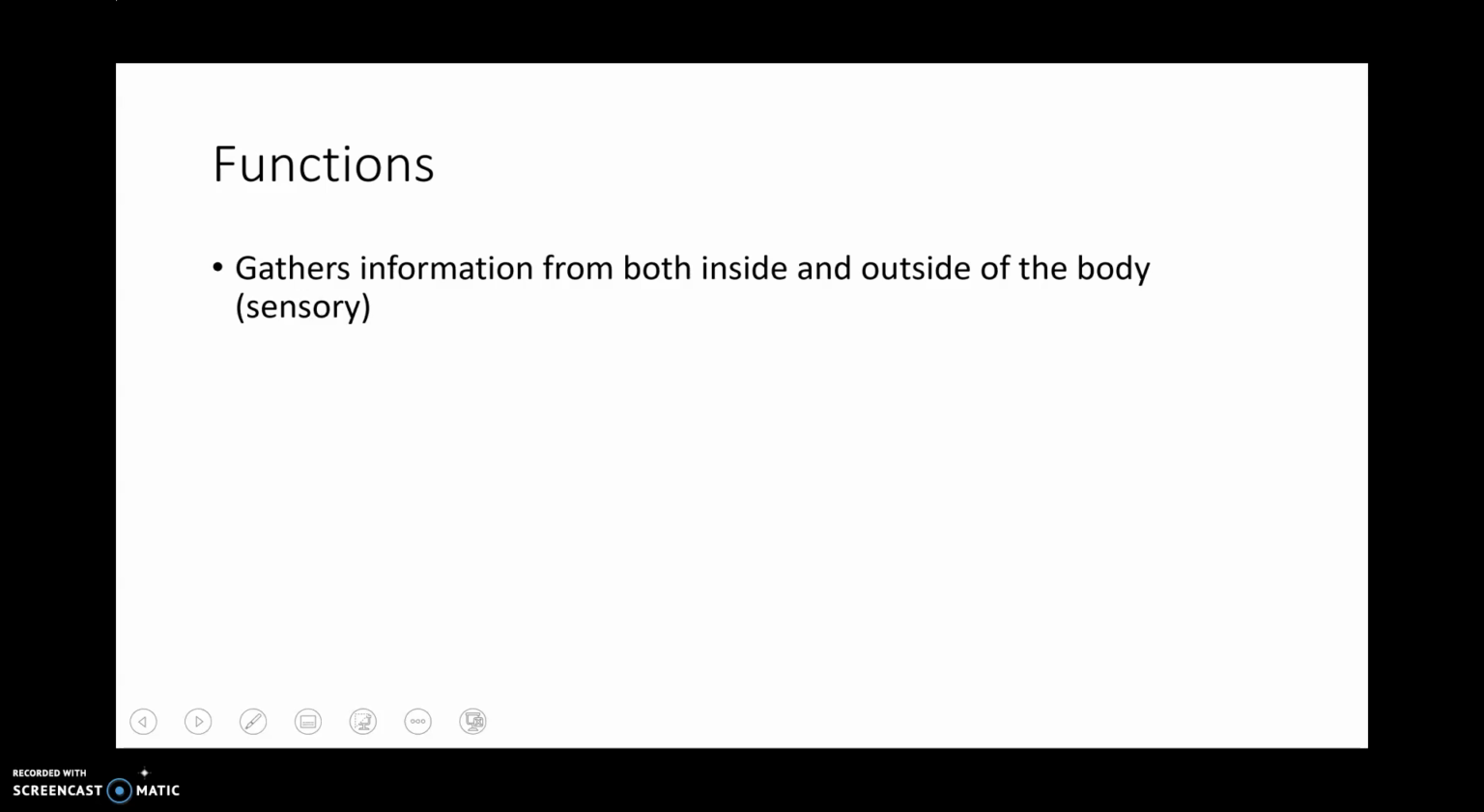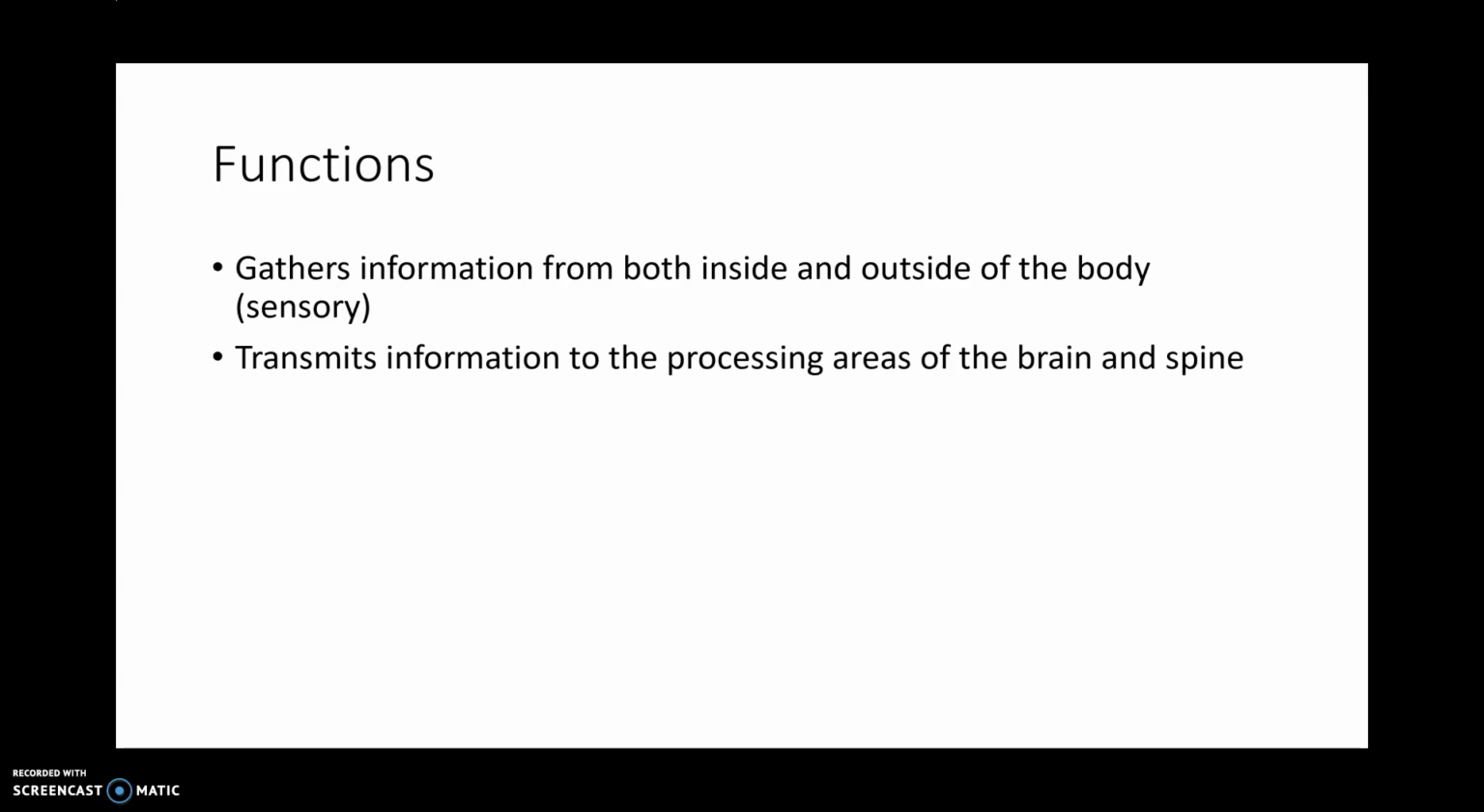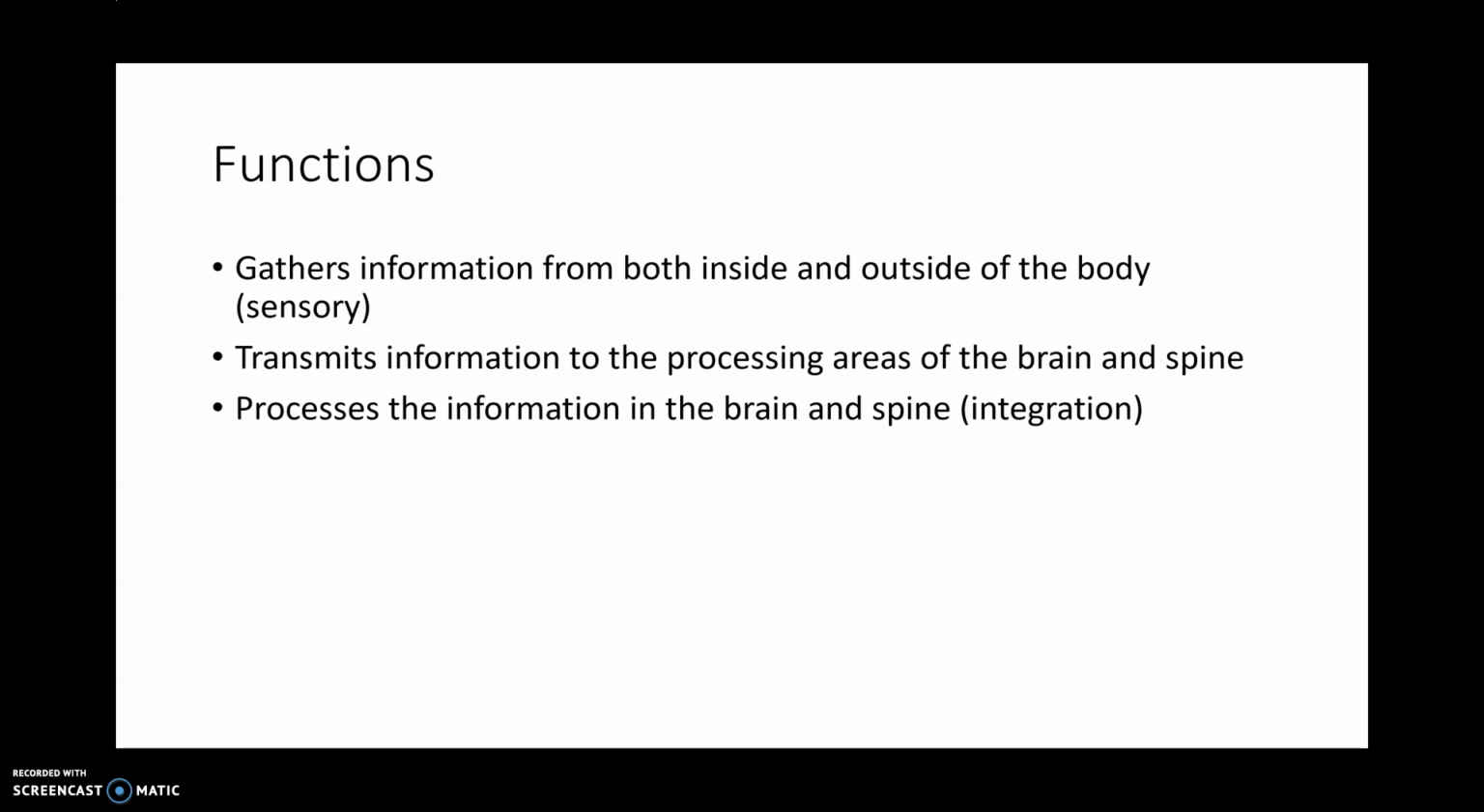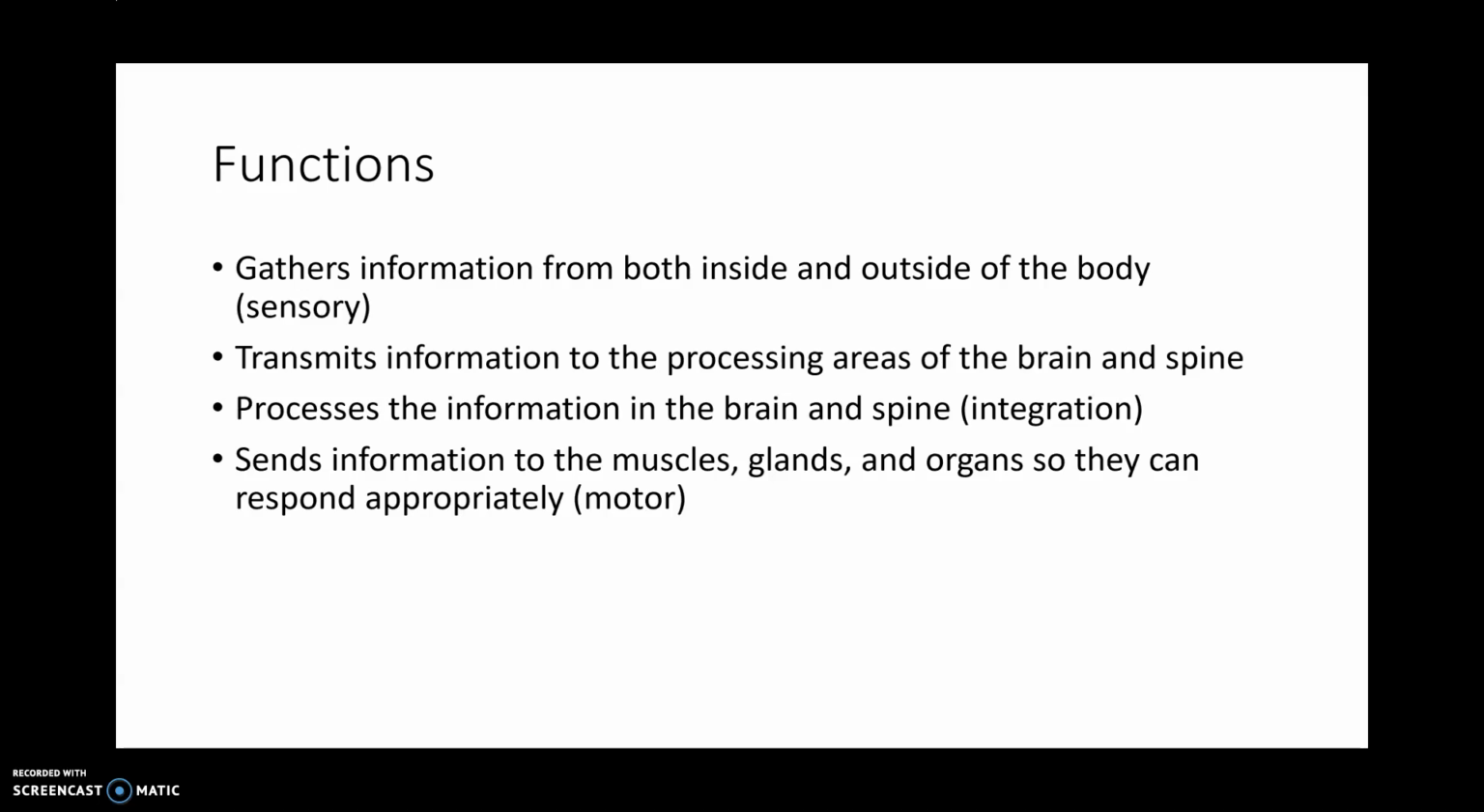So some of the functions of our nervous system is going to be gathering information from both inside and outside of our body. This is going to be a sensory function. Transmitting information to processing areas of our brain and spine. Processing the information in the brain and the spine. This is going to be an integration function. And then sending the information to the muscles, glands, and organs so they can respond appropriately, which is a motor function.